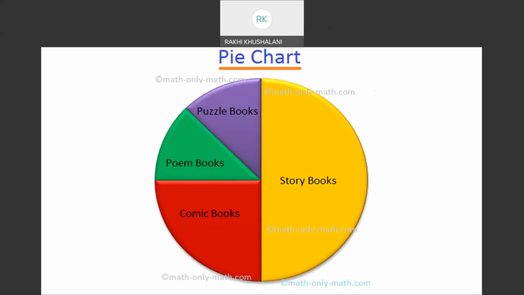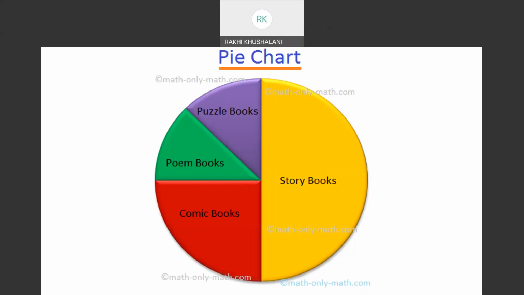Here is an image where I can see my circle is divided into 4 parts. They are not equal because the data is not equal. This yellow portion is representing storybooks. The purple portion is representing puzzle books. The green portion represents poem books. And the fourth, red color, represents comic books.